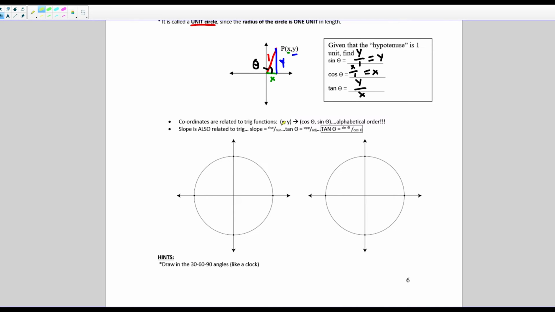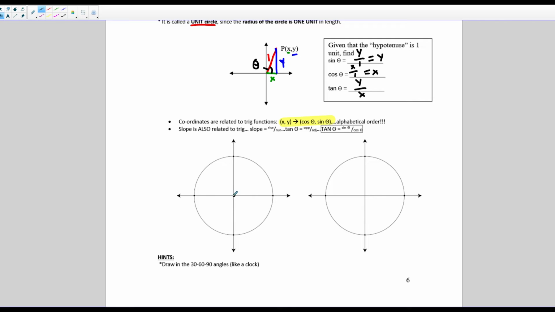So the takeaway from all of this is understanding that the coordinates of some point on the Cartesian plane can be represented by cos theta and sine theta. Let's put this into use with our special triangles.